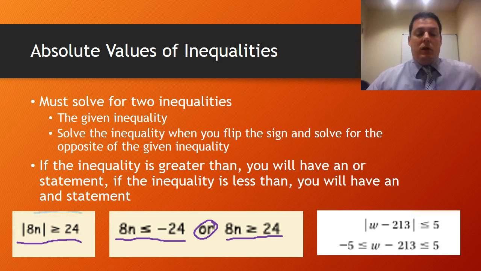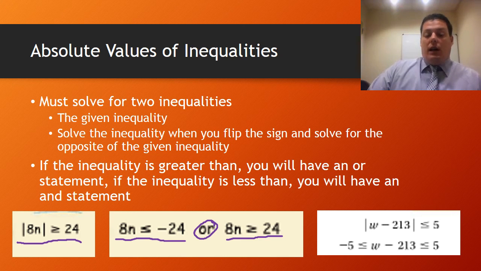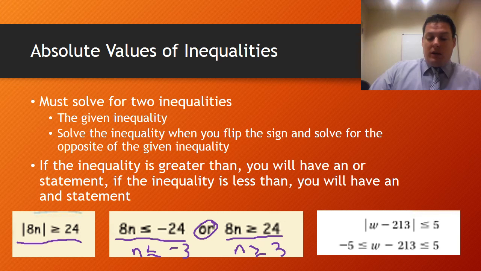And that's because if you could plug in -8 or 8 in for n, if n represented either, you'd get the same answer because of the absolute value sign. So we have to check the inequality both ways. And greater than will make it or. So we would just solve this equation. We would divide both sides by 8. N is less than or equal to negative 3, or n is greater than or equal to 3.